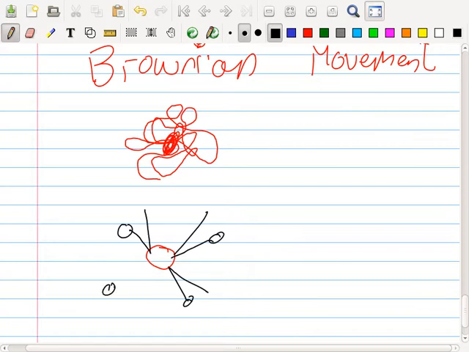But maybe one doesn't hit it here. Maybe it misses like this. So which way will this move? This one hits it, this one hits it, and this one hits it together. But this one misses it. Which way does it move? I think it will move this way.